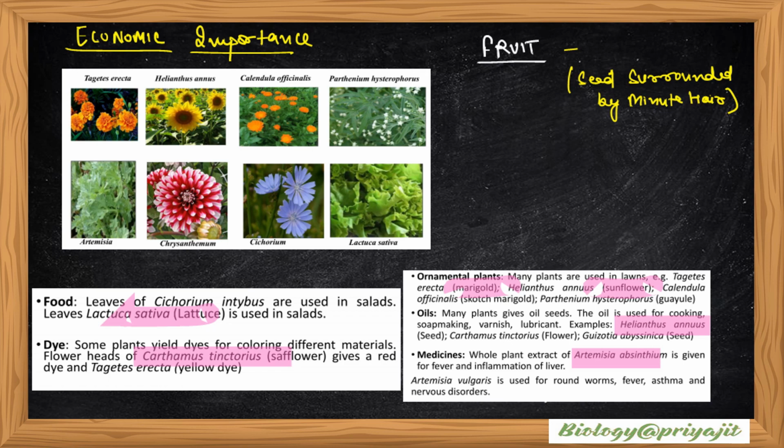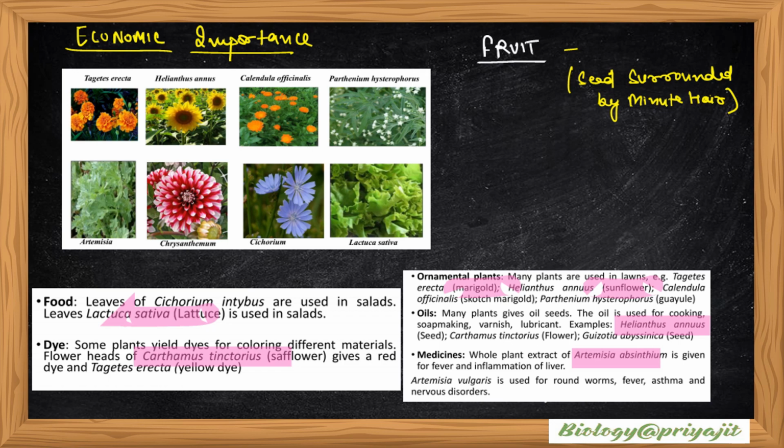Ornamental plants. Many plants are used in lawns. Tagetes erecta, marigold. Helianthus annuus, sunflower. Calendula officinalis, Parthenium, etc. Oils. Many plants give oil seeds. The oil is used for cooking, soap making, varnish, lubricant, etc. Examples are Helianthus annuus, Carthamus tinctorius flower, or Guizotia abyssinica seed.